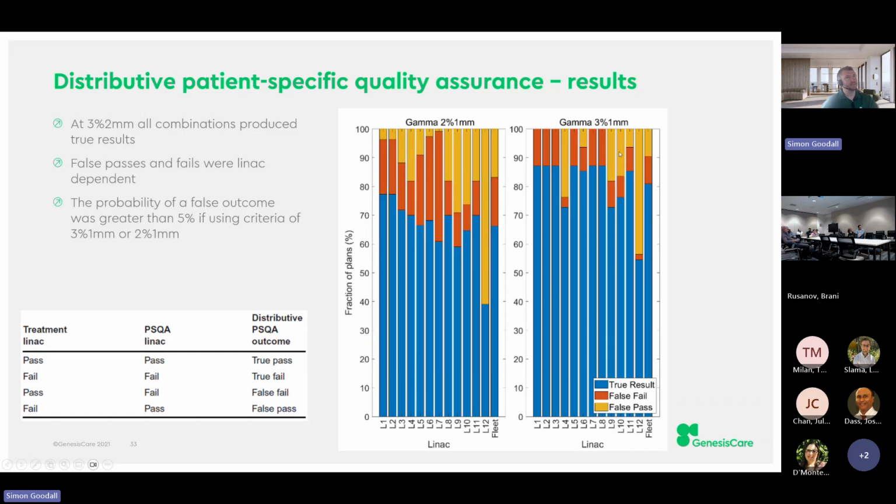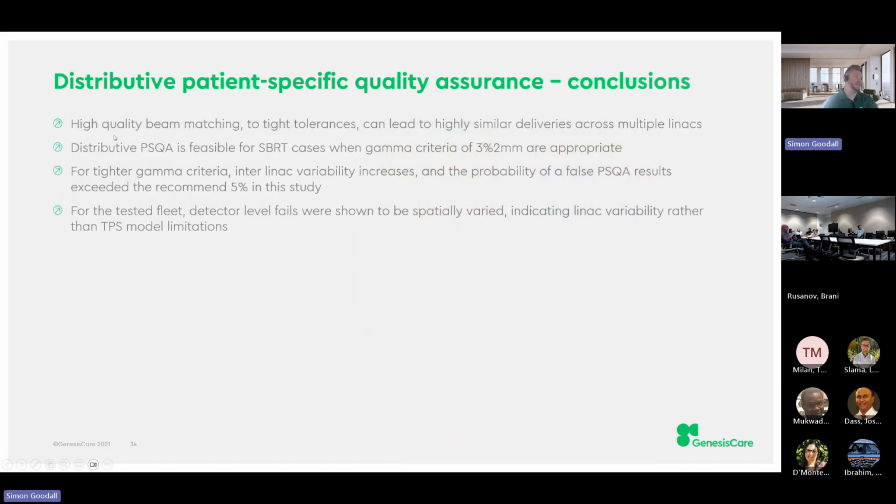When we fell down to 3%, 1 millimeter, 2%, 1 millimeter, we started to see significant enough rates of false QA results that we decided we wouldn't apply this process. So what we could take away from that is that high quality beam matching to tight tolerances does allow us to do distributed QA across the linacs and to move patients across their linacs. But we only would run this if a gamma criteria of 3%, 2 millimeters was appropriate. For cases that require tighter gamma criteria than that, we didn't feel that it was appropriate, and we wouldn't do that for those cases. So for SRS brains, SRS spine for us, we still measure on the treatment machine.